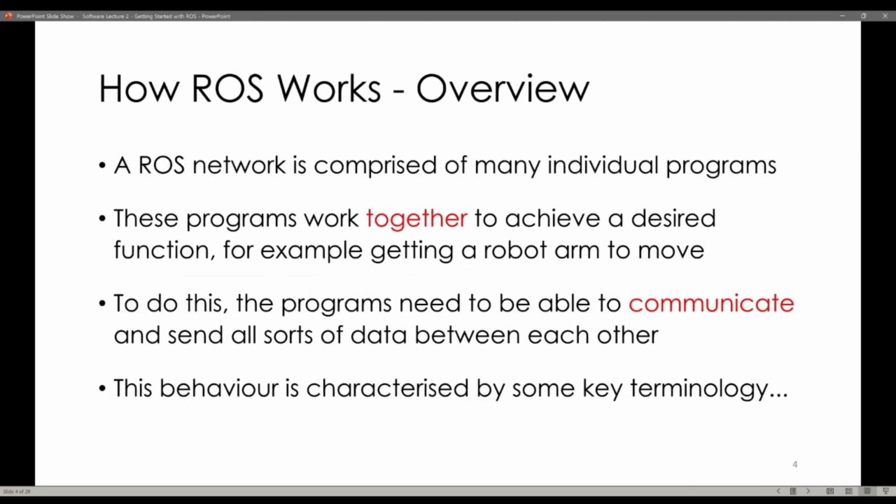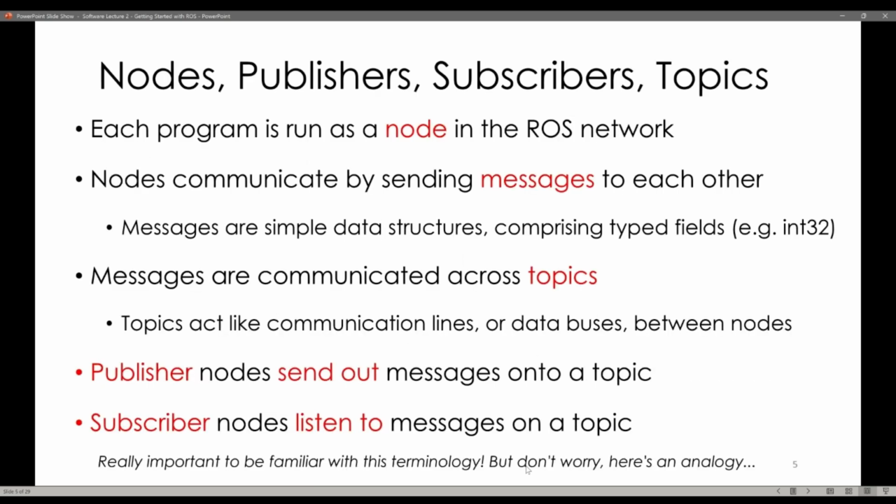A typical ROS network is made up of lots of individual programs that work together to achieve some desired function. For example, getting a robot arm to move, or getting a robot to walk around a room and interact with things. To do this, these programs need to be able to communicate with each other effectively and also send all sorts of data between each other. This behavior is characterized by some key terminology.